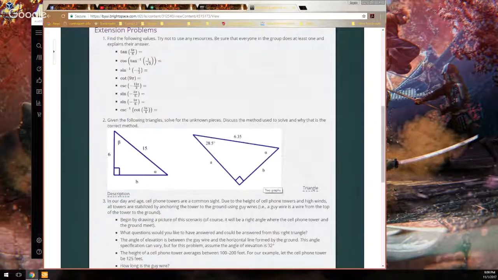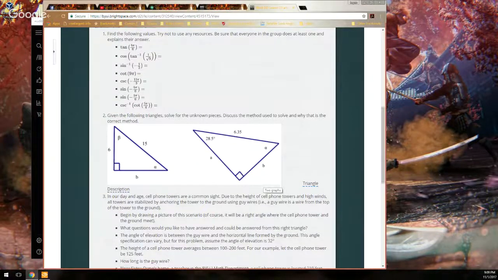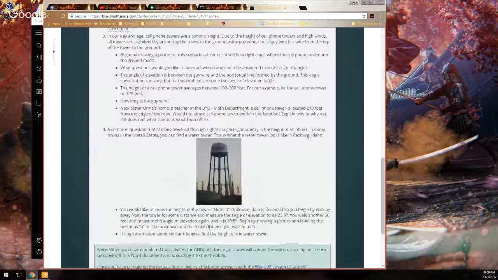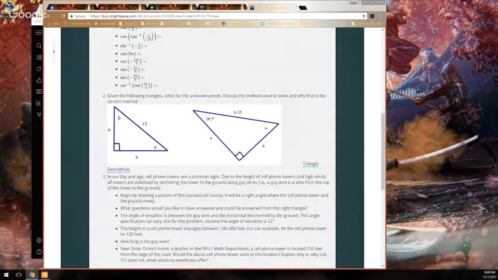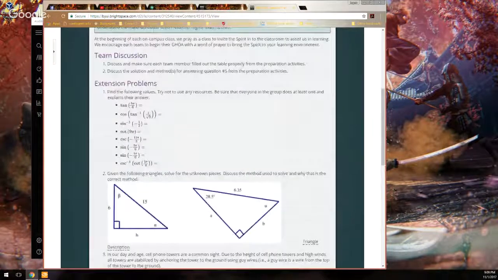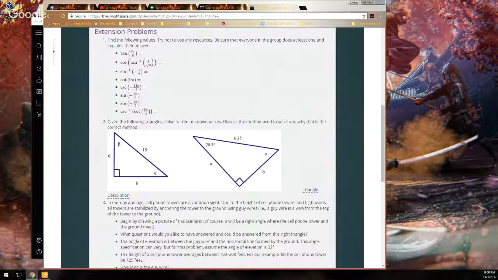Given the following triangles, solve for the unknown pieces. All right, that's not so hard. It's more of a pain in the neck than anything. I hate those word problems. Yeah, this stuff's all pretty simple enough. Which one? Number 3? Number 1's not so bad. Number 2 is not so bad. It takes some time, but it's not so bad.